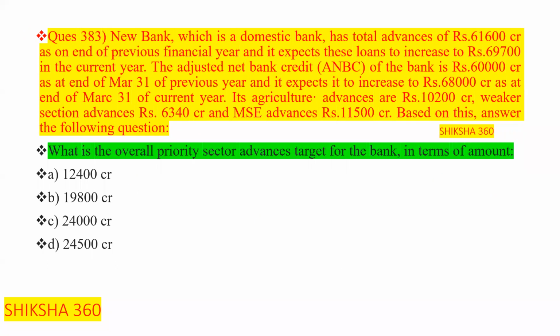Question number 383. What is the overall priority sector advances target for the bank in terms of amount? The overall target for advances is 40% of ANBC of the previous financial year, which is 60,000. It is a directly straightforward question: 40% of 60,000 is 24,000 crore.